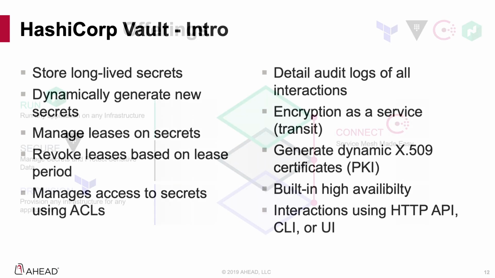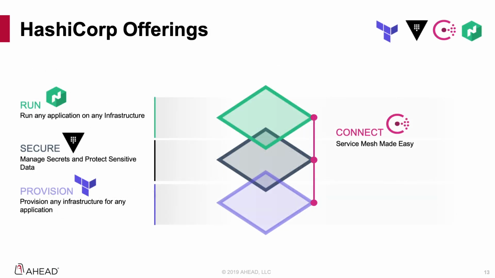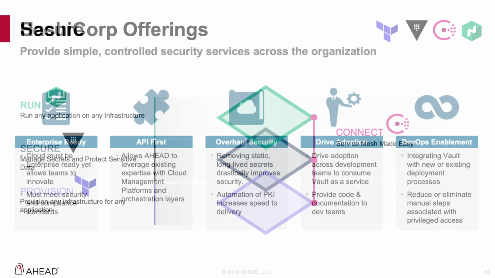So, where Vault fits in the HashiCorp offerings. They've got Run, Nomad, and Secure, which is obviously Vault, to manage secrets and protect sensitive data. Provision is Terraform, and then Connect is Service Mesh made easy. Consul does a lot of stuff as well.